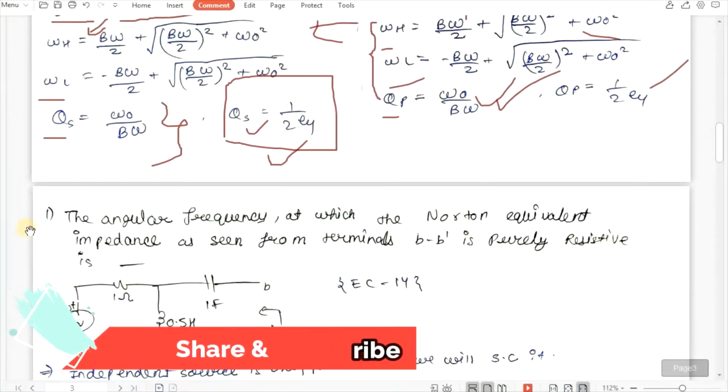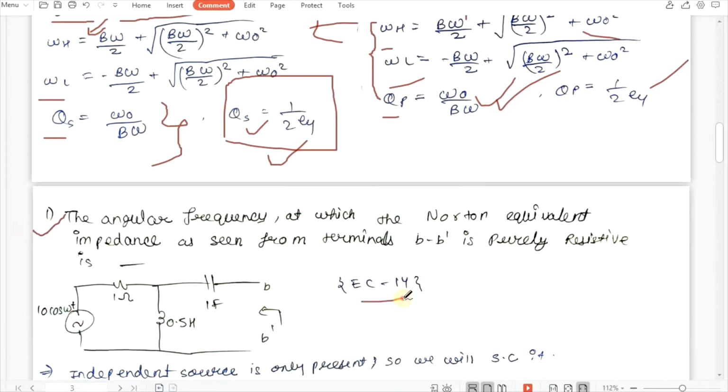Now let's start with the sums. This is the first sum. It is of EC 2014. The question is: the angular frequency at which the Norton equivalent impedance as seen from terminals B dash to B dash is purely resistive is?